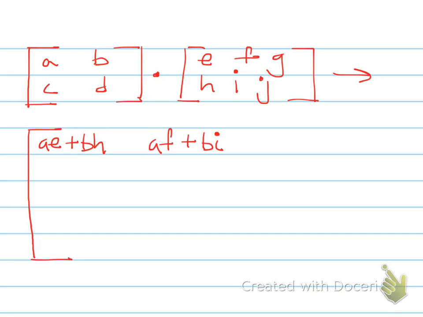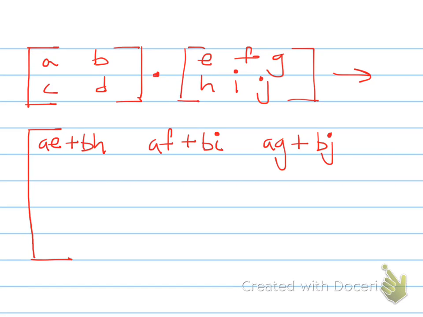We're going to do the same thing. We're going to take the first row of the first matrix and multiply it by the second column of the second matrix. That'll give us A times F plus B times I. And then, again, that same first row of the first matrix, multiply that by the third column of the second matrix. That'll give us A times G plus B times J.